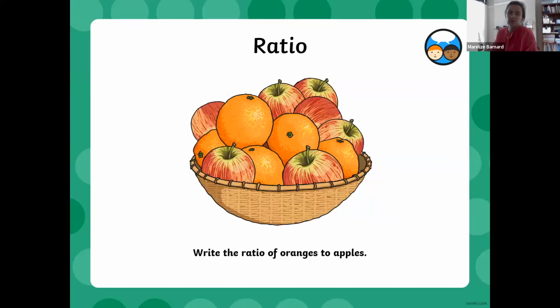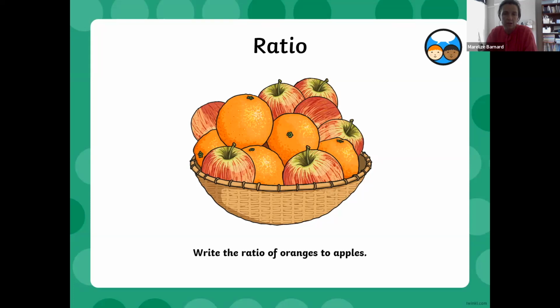Here's another one for you to try. Write the ratio of oranges to apples. So oranges to apples, oranges goes first and then apples. So write that down and put it in the chat. Oranges to apples.